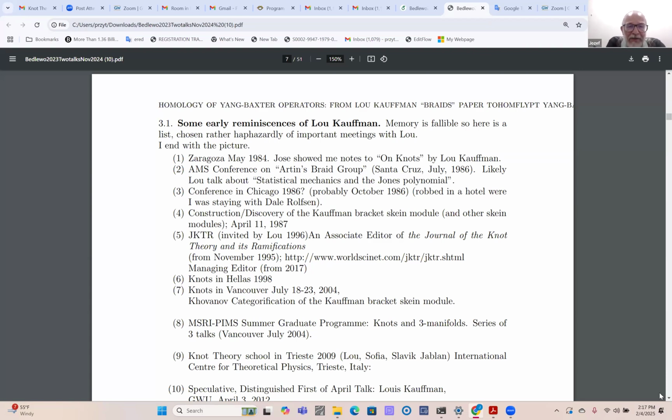Okay, now an outcome of the HOMFLYPT polynomial was this construction, or maybe discovery, of the Kauffman bracket skein model and other skein models. I wrote it in April 87. Then Lou made me associate editor of the Journal of Knot Theory. This was an important thing, from November of 95. Also not 96, but November 95.